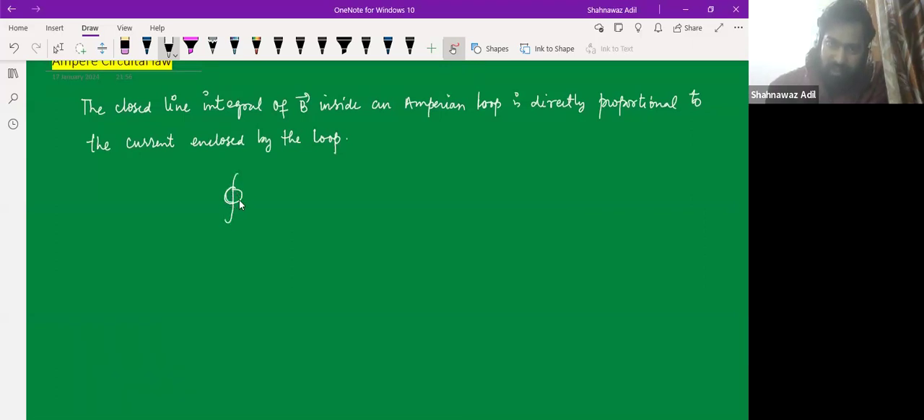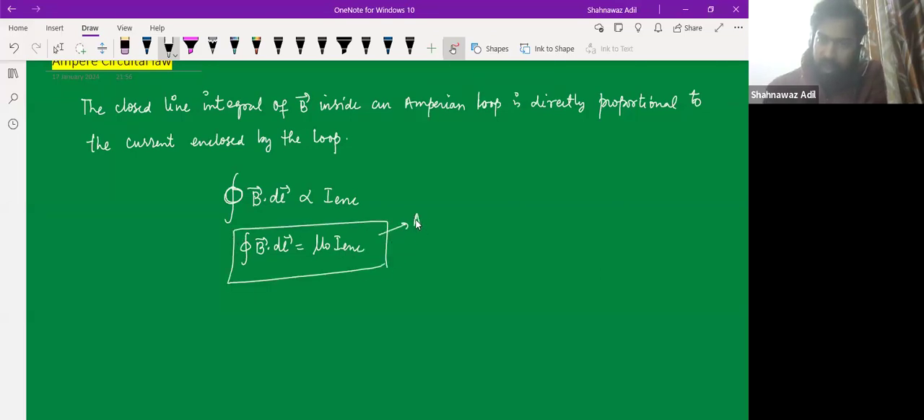This shows that this is a closed loop, and this is B dot dl, and this is directly proportional to I enclosed. And if we remove this proportionality, we get this thing which is mu naught I. So this is what we call the Ampere circuital law, or sometimes it is also called Ampere's law.